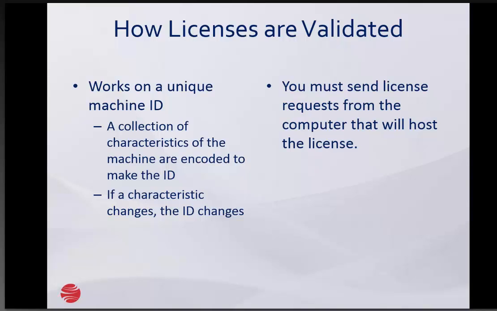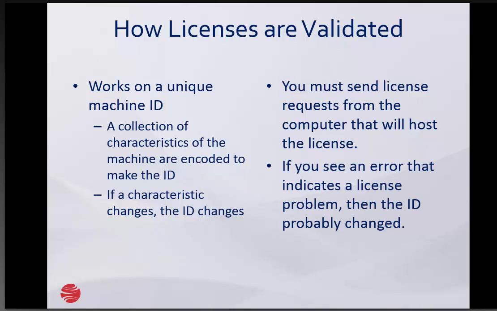First, any computer you want to host a license is the one you'll need to use to send in the license request. That way the machine ID is associated appropriately. Once our team has the machine ID, we'll encode your new license with the machine ID from which you want to host it. Second is that from time to time, one of those characteristics may change. If that happens, you'll see an error message that indicates you have a license problem. These are quite simple to take care of.